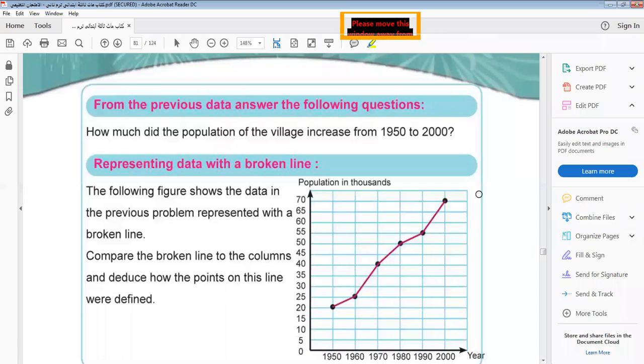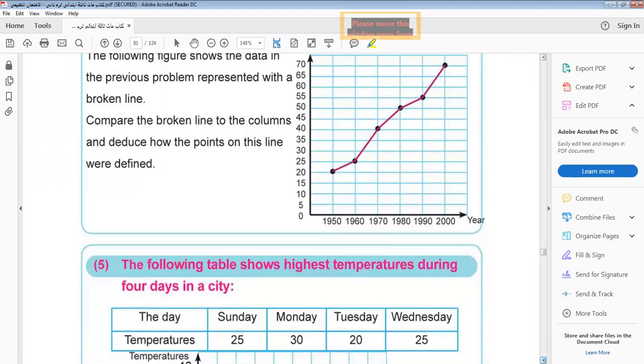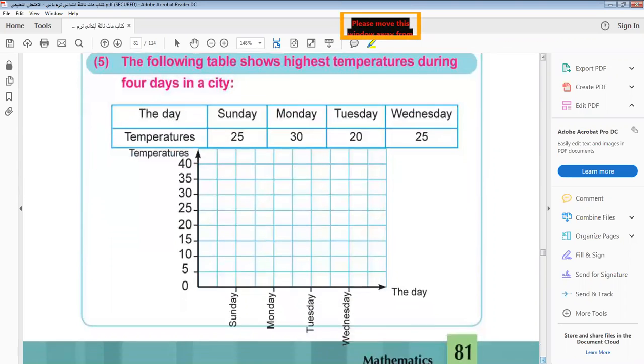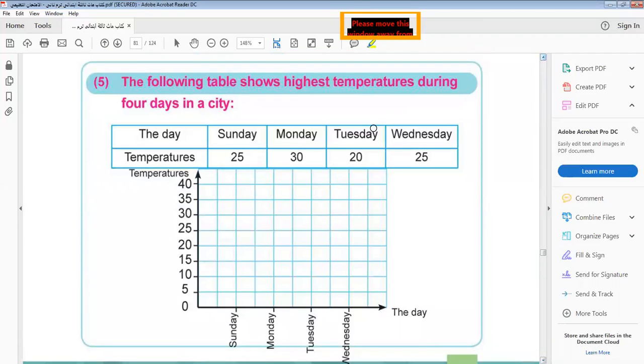Here the broken line: in 1950 they are 20. In 1960 he put a point on till 25. In 1970 till 40, just like the table you have in the last page, and I will tell you how to do it by using a broken line. Here you have a table with 4 days: Sunday, Monday, Tuesday, and Wednesday. The following table shows the highest temperature during 4 days in a city.